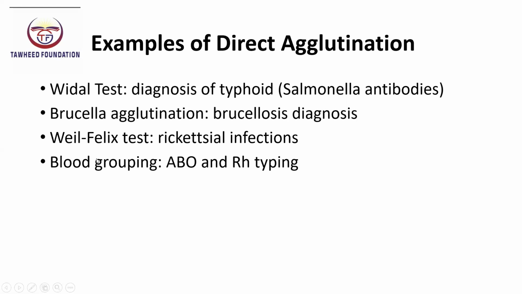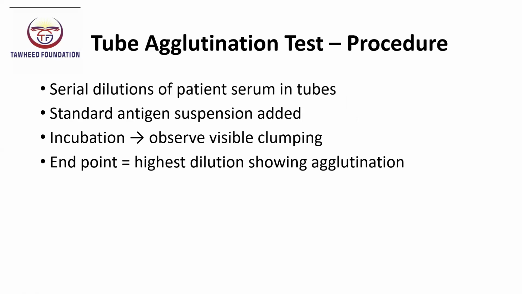Blood grouping. In blood grouping, agglutination reaction determines ABO and Rh blood types by mixing RBCs with specific antisera. All these tests rely on visible clumping as a sign of specific antigen-antibody reaction. Next is the tube agglutination test. The tube agglutination test is a quantitative method to measure antibody levels in serum.